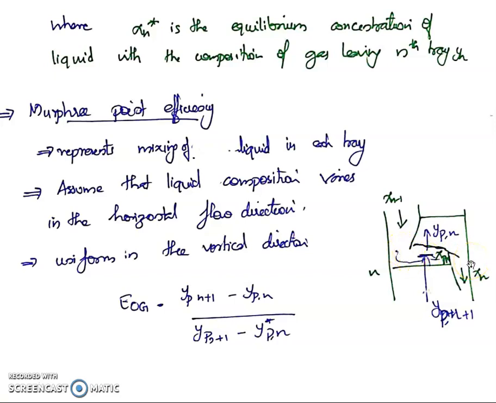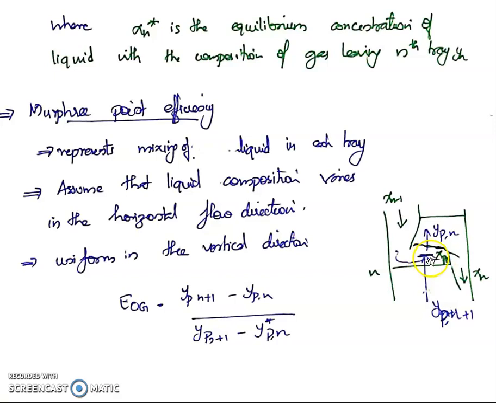Concentration of solute in the liquid varies along the horizontal direction, just like you consider a plug flow reactor. And here I am going to assume that if I draw a vertical line, if I take the cross section, the concentration is always uniform. So I am going to find efficiency based on this concept.